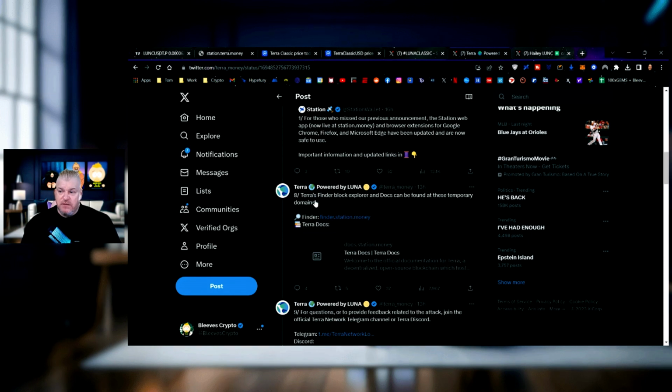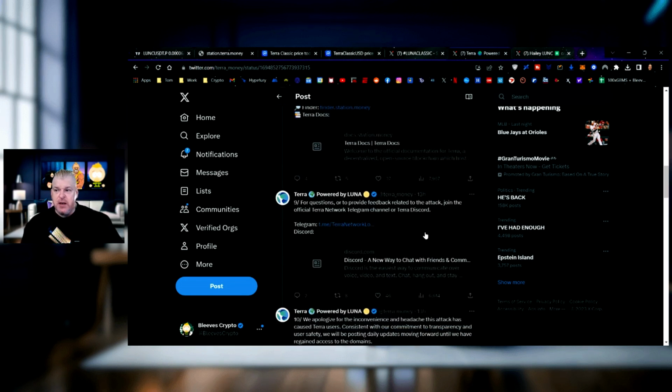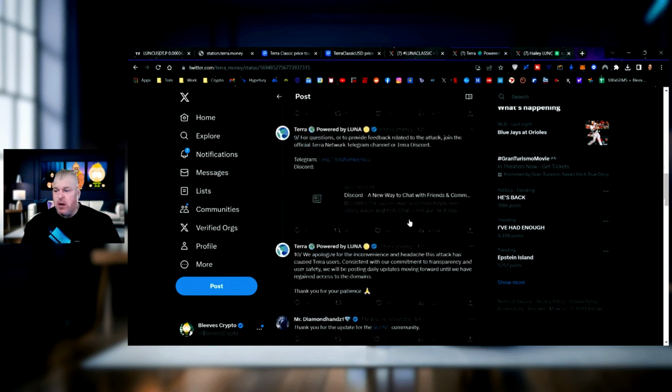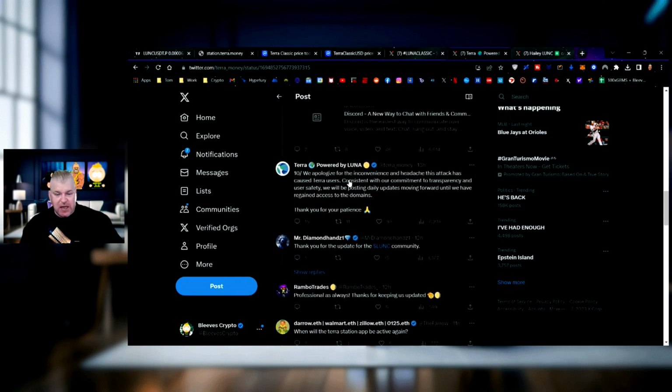Then you have Terra Finder, Block Explorer, and Docs, which can be found in these temporary domains, finder.station.money. So they're working on it. For questions or to provide feedback, you can go to Telegram, Terra Network. Then we apologize for the inconvenience, obviously. So there we go. You've got an update here.